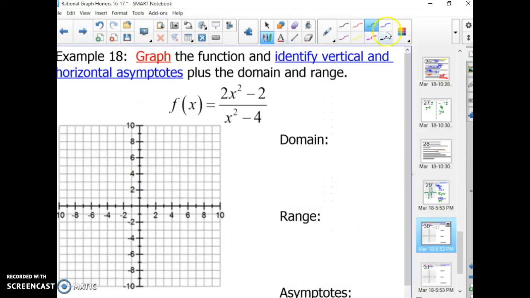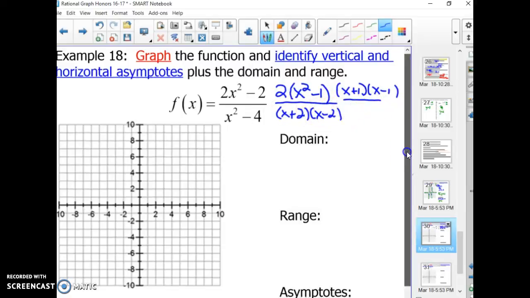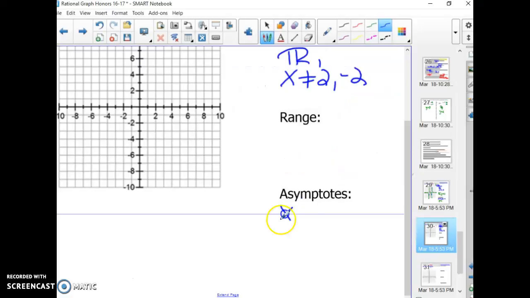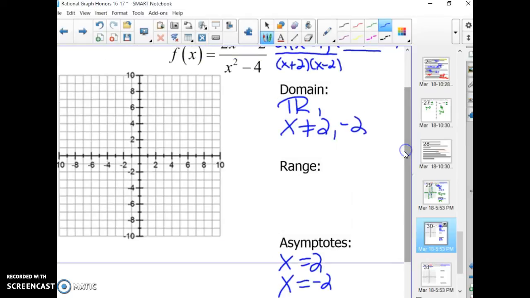Okay, so look at this one. The top, I'm going to factor out a 2. I get an x squared minus 1. That top's going to factor into an x plus 1 and an x minus 1. The bottom factors into an x plus 2 and an x minus 2. With my domain, I know x cannot equal 2 or negative 2, so that's going to be all reals except for those. Thinking about my asymptotes, x has to be equal to 2 and x has to be equal to negative 2 because nothing cancels out. So I have 2 asymptotes.